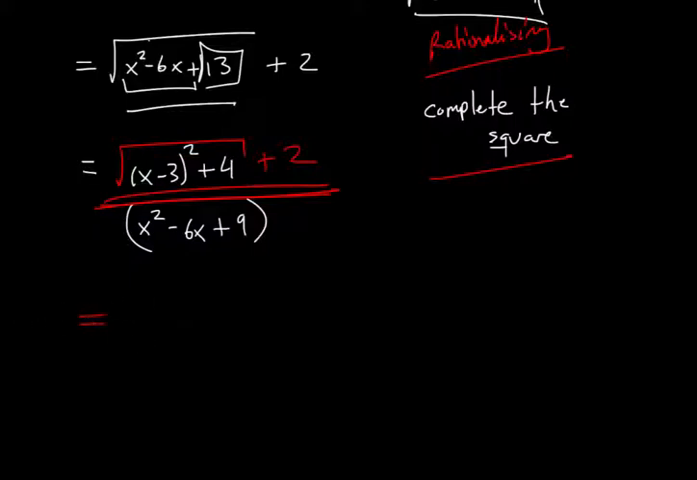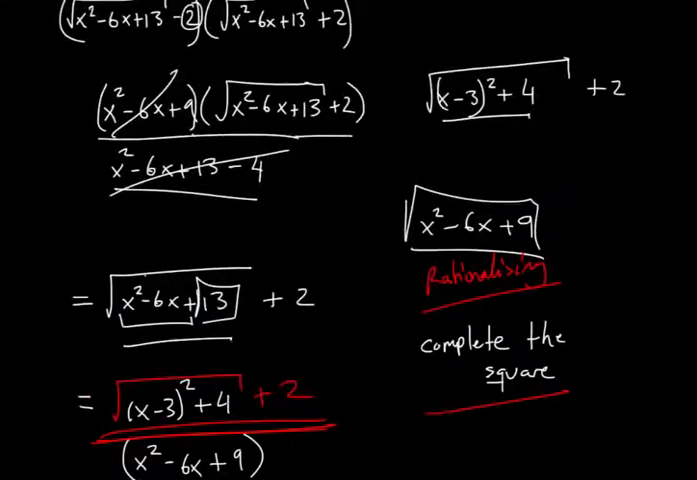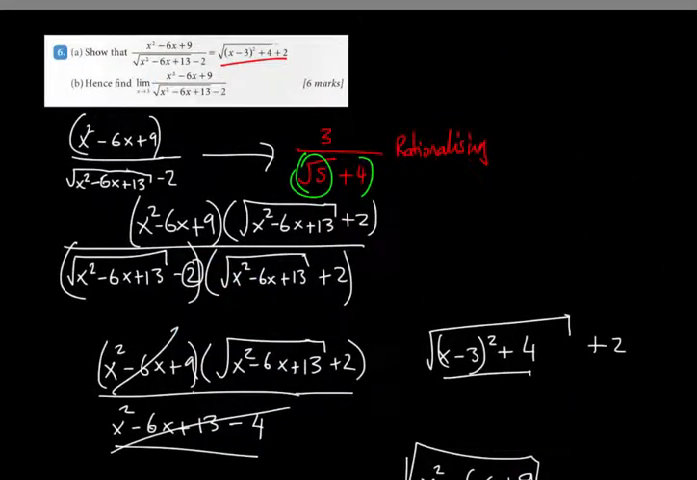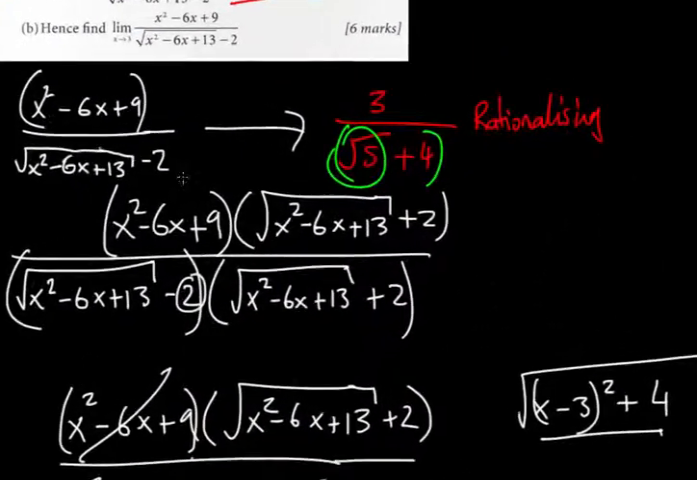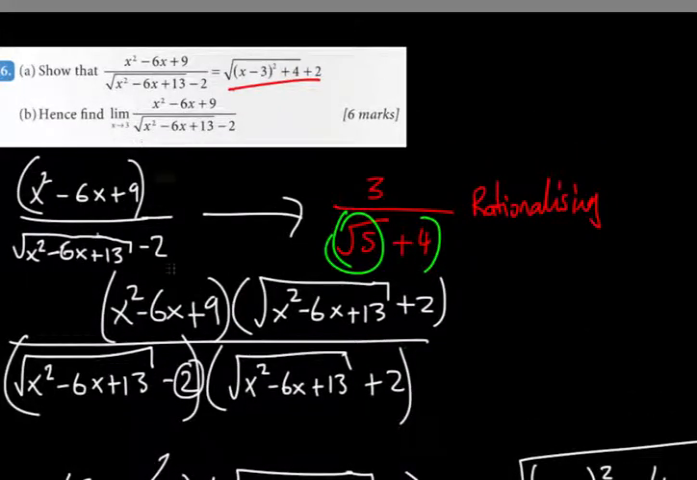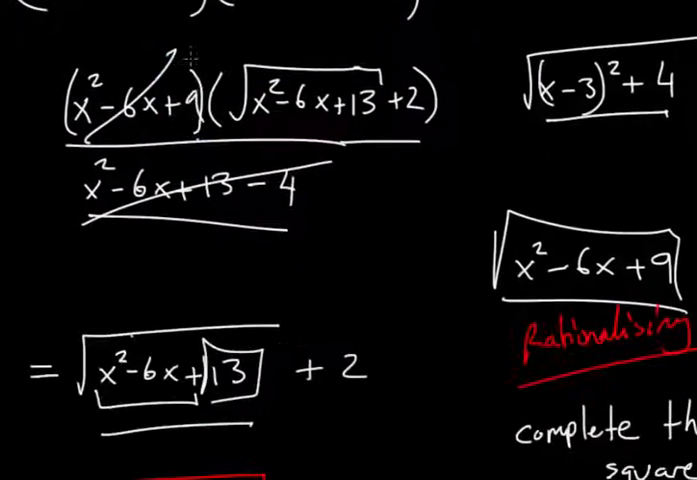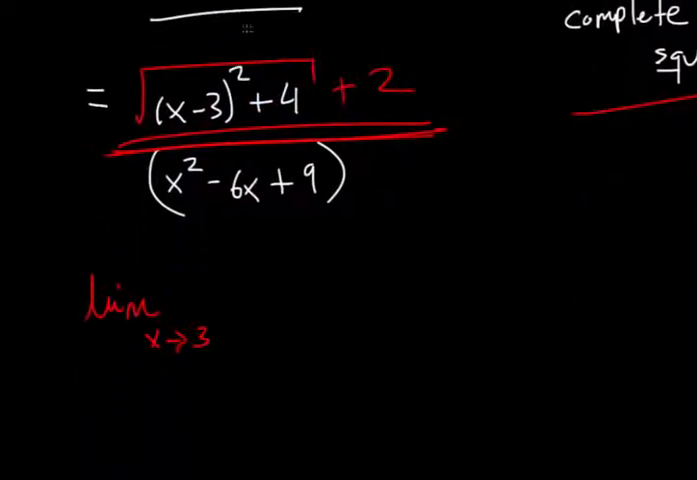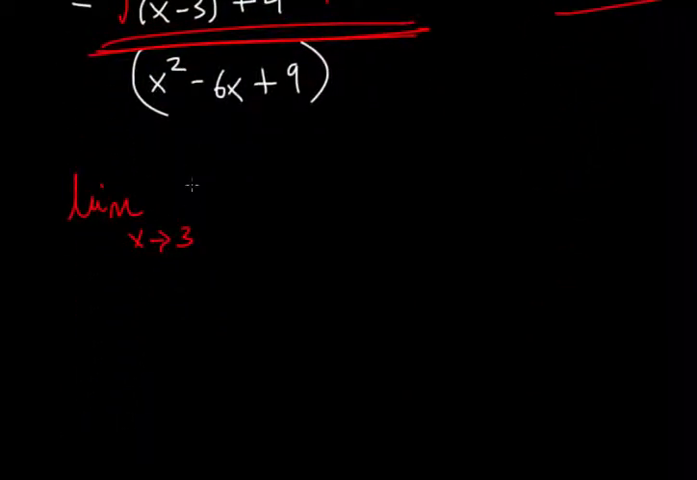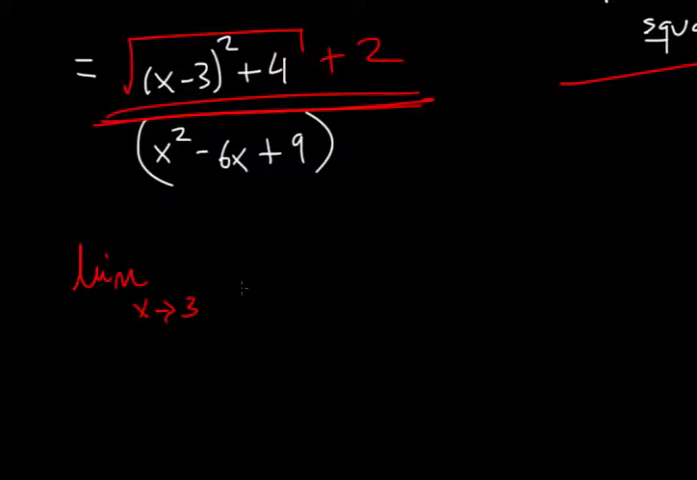So now let's look at the limit. So what we're being asked to calculate is the limit as x tends to 3. Okay, it says it up there in the question. Hopefully you can see it here. Actually I've zoomed out so much that we can't read it. X tends to 3. So x tends to 3 of x minus 3 squared plus 4 plus 2.